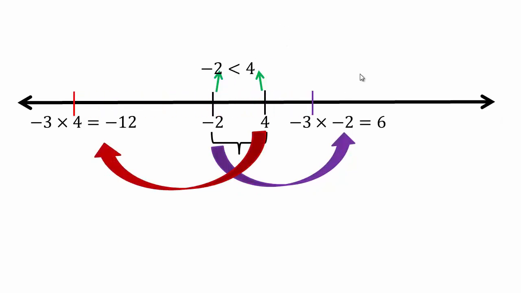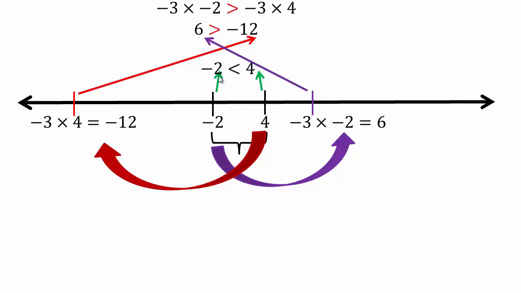So do you think this is preserved or not? Well, no, because negative 12 is here and 6 is here. So 6 is bigger than negative 12. So negative 2 times negative 3 is 6, but 4 times negative 3 is negative 12. So this less than symbol does not work. You have to flip it. So multiplying by a negative number on both sides changes the inequality. It does not preserve it anymore.